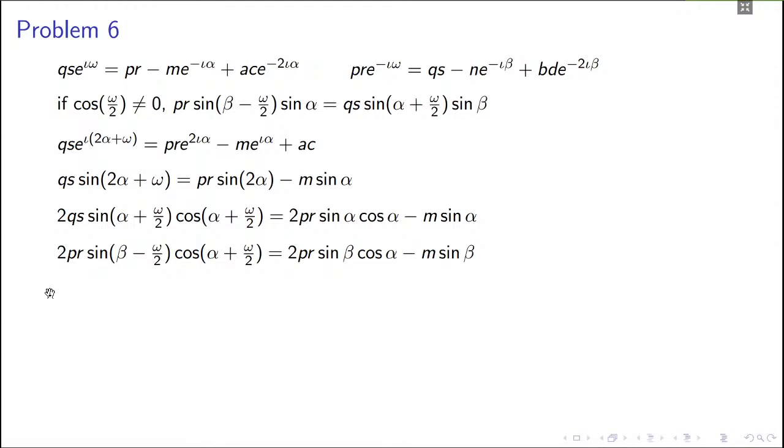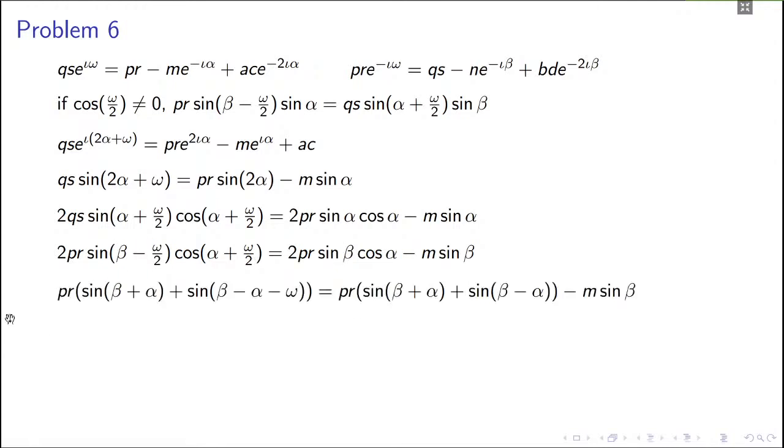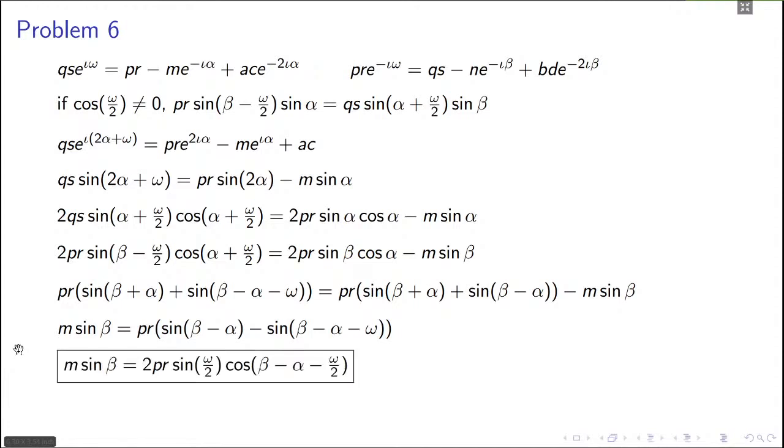So fairly simple calculation. Just do it a little bit more. I write this as sine A plus sine B, and this also I write as sine A plus sine B formula here. So this is sine A plus B plus sine A minus B. Here also this is sine A plus B and plus sine A minus B. And this factor 2 will be absorbed inside, and this part will go away. What you basically end up with is this here. So m sine beta is PR times this, so this factor goes out here. So this is one relation that we get.